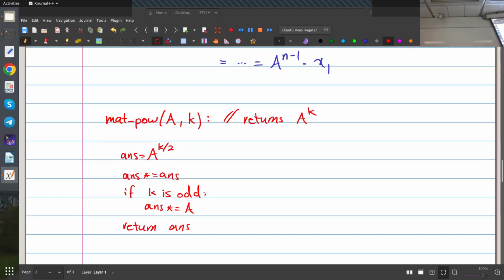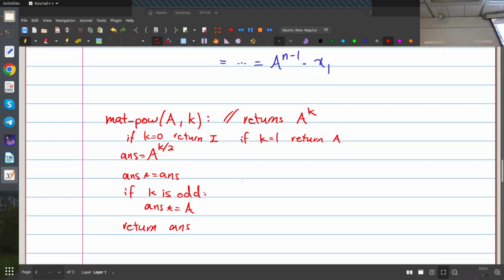So just imagine that I take the last 5 digits of the numbers. And of course, I also need a base case. And my base case is that if K is 0, return the identity matrix. If K is 1, return A. Actually, you don't need the second one, just the first one.